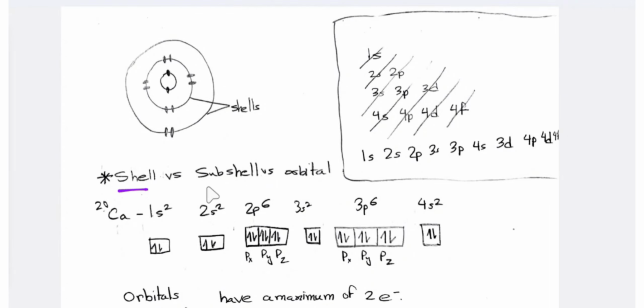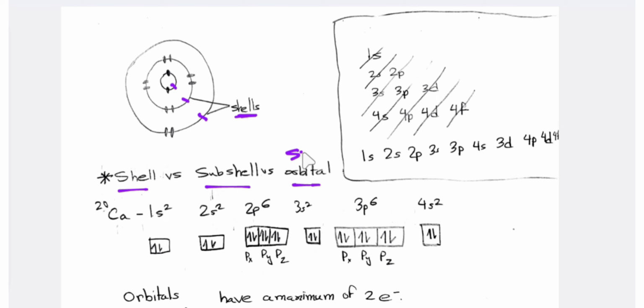Then shell, subshell and orbital. Suppose for this atom there are 1, 2, 3 shells. These are shells, and the shells are further divided into subshells. For example, we have the 1s subshell, then 2s and 2p subshells, then 3s and 3p subshells. These are the subshells, and the subshells are further divided into orbitals.